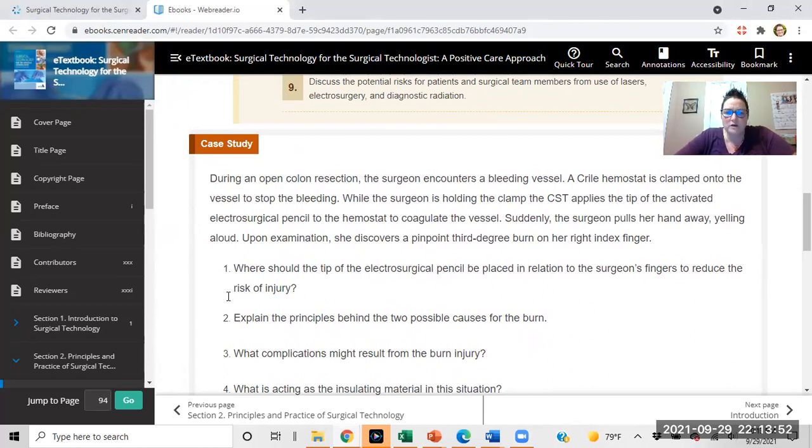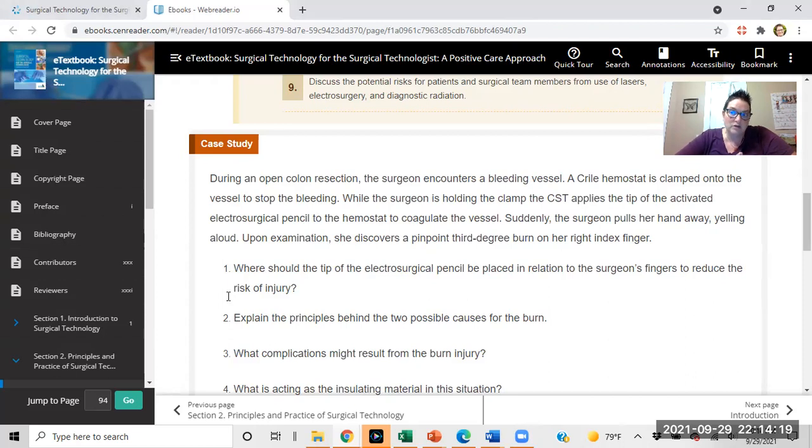But during an open colon resection, the surgeon encounters a bleeding vessel. A cryo hemostat is clamped onto the vessel to stop the bleeding while the surgeon is holding the clamp. The CST applies the tip of the activated electrosurgical pencil to the hemostat to coagulate the vessel. Suddenly, the surgeon pulls her hand away, yelling aloud. Upon examination, she discovers a pinpoint third-degree burn on her right index finger.